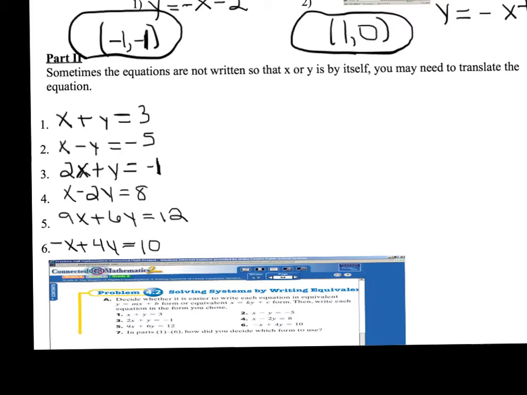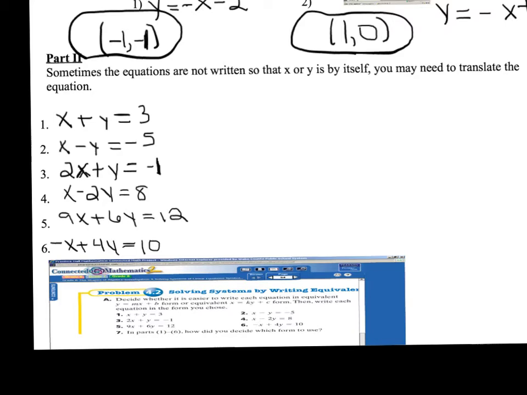Sometimes the equations are not written so that x or y is by itself. You may need to translate the equation to get x or y by itself. You need to decide whether it's easier to write each equation in equivalent y equals mx plus b form or the equivalent x equals ky plus c form. Then we write each equation in the form you chose. I'm going to walk you through numbers 1 through 3, and then I'm going to let you do 4, 5, and 6 by yourself.